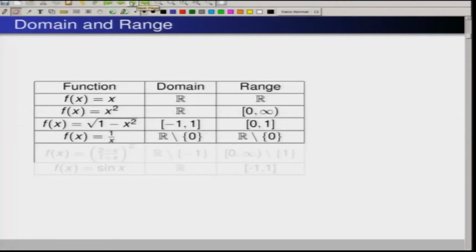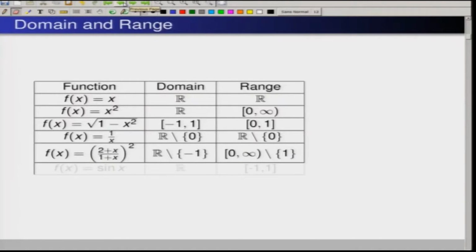Now, if you consider the function f of x is equal to 1 upon x, then at x equal to 0 this function is not defined. So, the domain is going to be R minus the singleton set 0, and the range is also going to take every value of R except 0. There is no real number x such that 1 by x is equal to 0. So, this is the range.